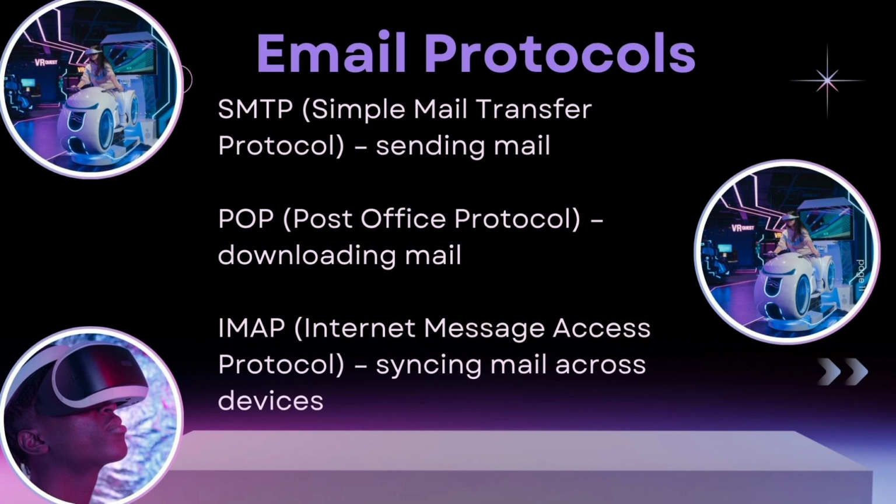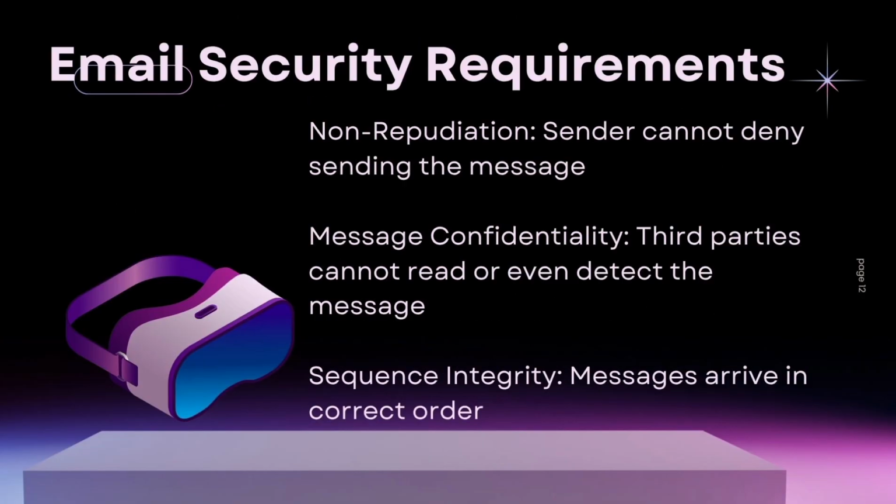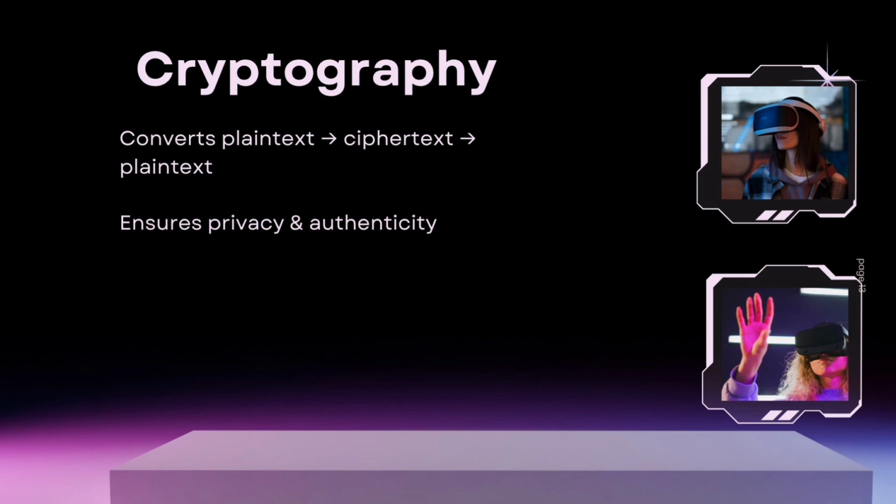Now let's talk about integrity. Integrity means ensuring the data is real, accurate and complete. In email terms, integrity allows the recipient to verify whether a message was altered during transit or not. The key security requirements for emails are non-repudiation, meaning the sender cannot deny sending the email; message confidentiality, meaning no third party should be able to read or even detect the message; and sequence integrity, which ensures that messages arrive in the correct order without any loss.